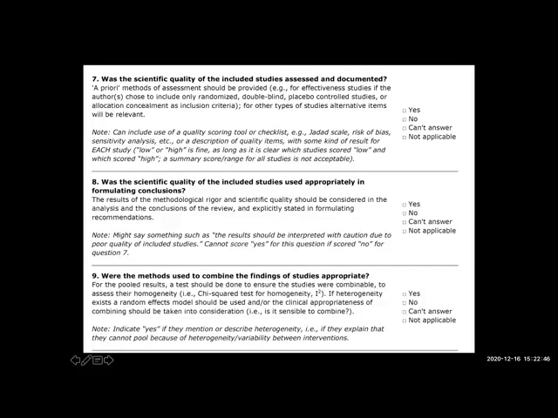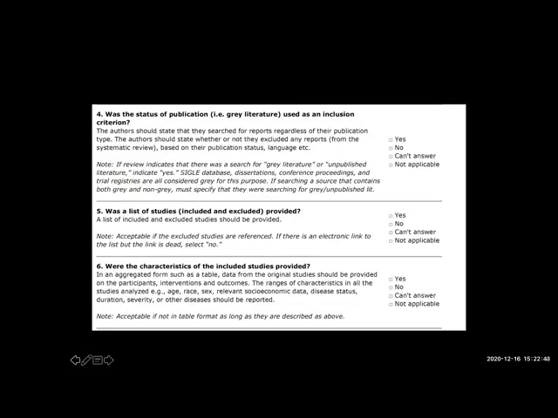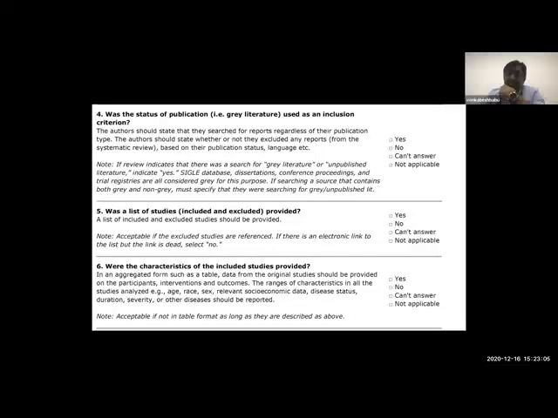Professor Babu, about the gray literature, one of the participants asked whether it is necessary to include gray literature. Exactly. So in case it's not involved, here I have to give a score of no. It means you are compromising the quality of the systematic review in that particular domain.